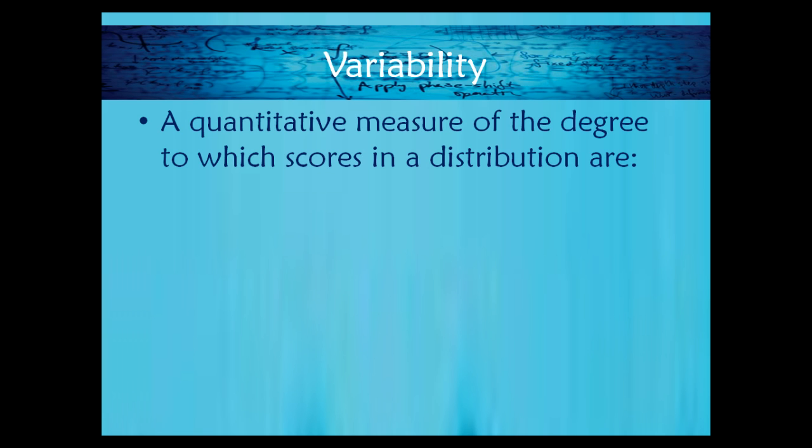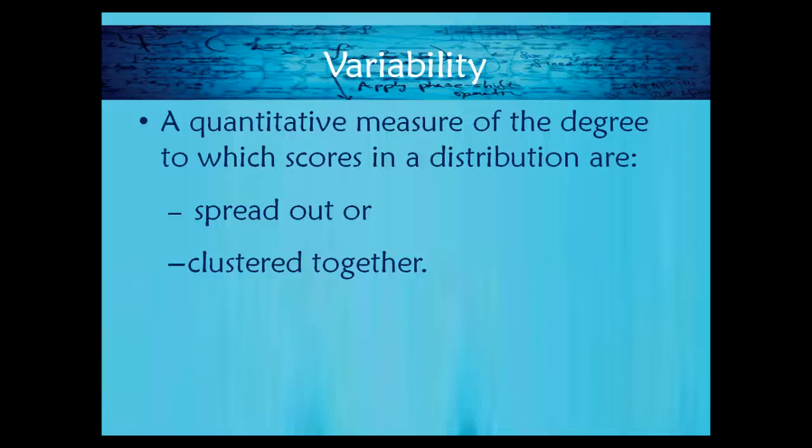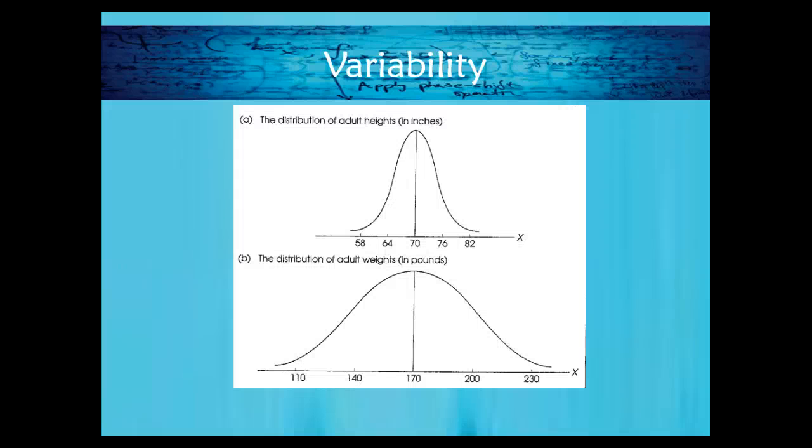Okay, so now variability, which is a quantitative measure of the degree to which scores in a distribution are spread out or clustered together. So are scores really clustered together or are they spread out? We have A, which is the distribution of adult heights in inches, and B, which is the distribution of adult weights in pounds. You can see that the distribution of weight is much flatter and less kurtotic, or less peaked, than the distribution of height.